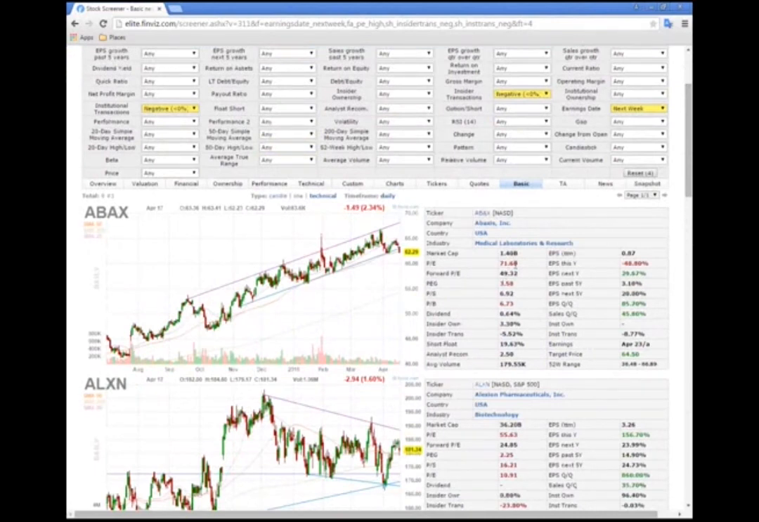We have a high P/E ratio. We have earnings April 23rd aftermarket, and we can see that we're around the analyst target price of 64.50. So what we can do here is we can now investigate this further. Now I see a couple of questions.